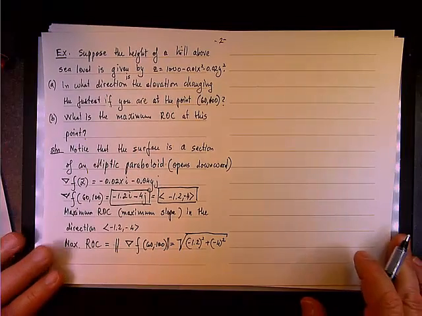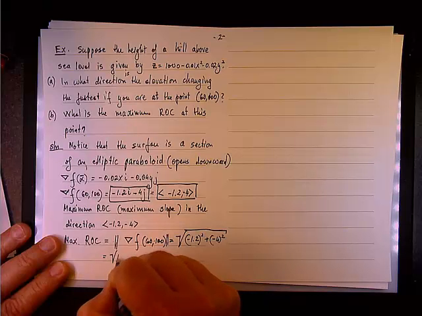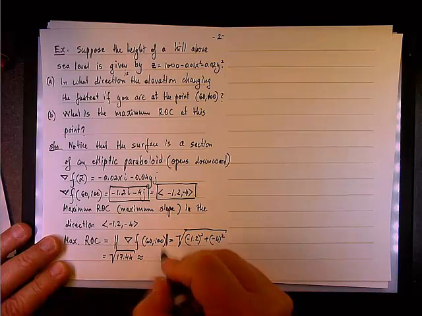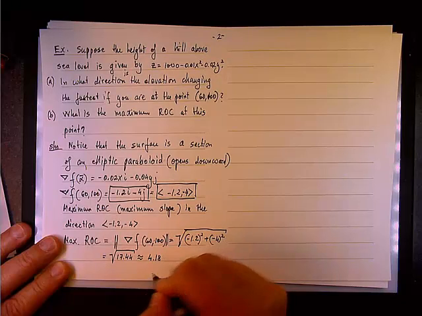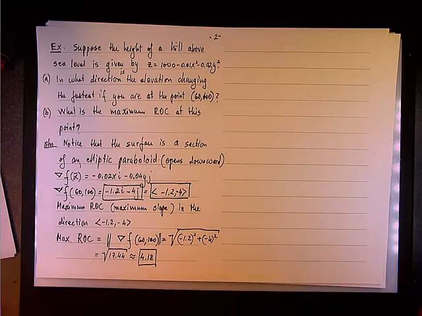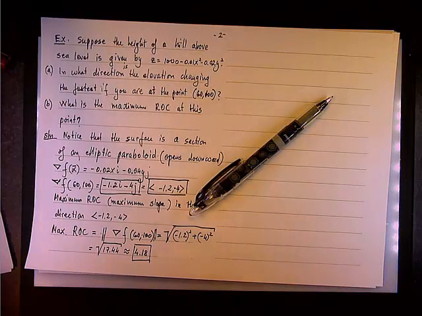So it's the square root of negative 1.2 squared plus negative 4 squared. So let's see, this will be 1.44 plus 16, 17.44, and this will be a number greater than 4, so it will be something like 4.18, I think. Something like that. But yeah, it looks like 418%, which is awfully steep.